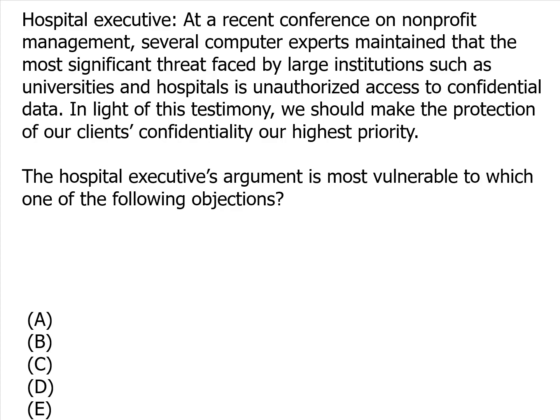Question 17. When a question asks you for an objection that an argument is most vulnerable to, you are dealing with a flaw question. Your job on a flaw question is to find the error in the argument. The argument as written is bad in some way, and you have to pick out the answer choice that describes how.